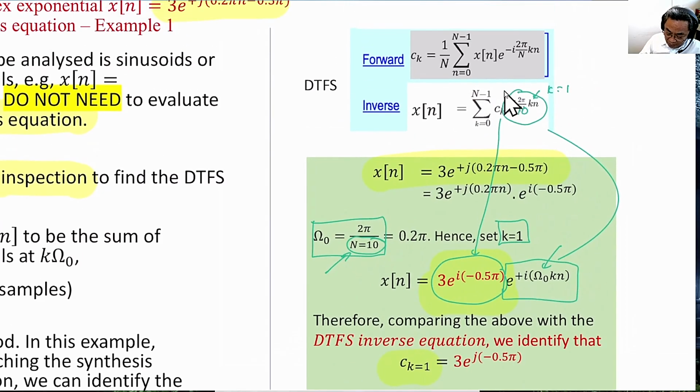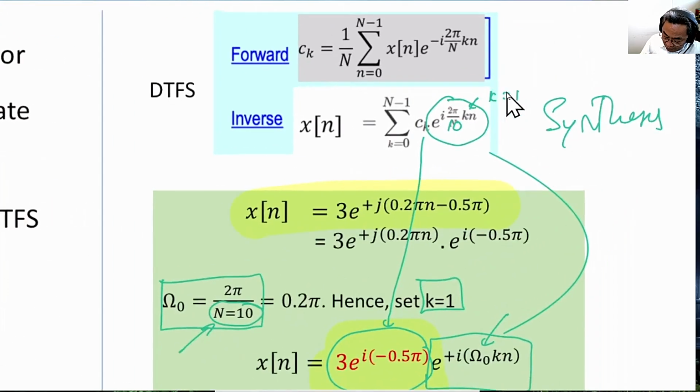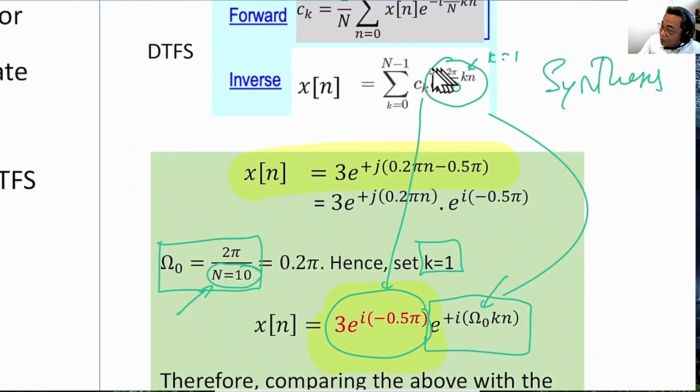So what's the trick again? Well, since we know that x[n] is a complex exponential, we can use inspection. To do inspection, what do we do? We are actually looking at the synthesis equation, or sometimes called the inverse DTFS, and we cast our x[n] into this form. And when we cast our x[n] into this form, it is a complex value multiplying by a complex exponential rotating at 2 pi over N times k.